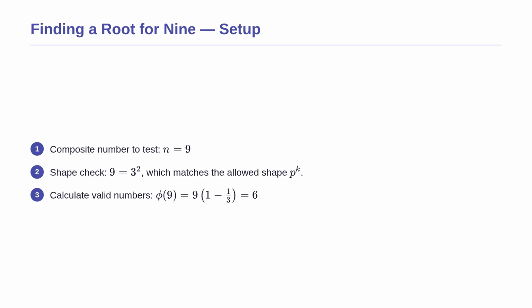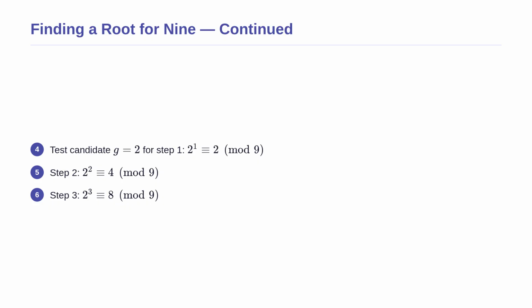Let us see this theorem in action with a concrete example. We want to find out if the composite number 9 has a primitive root. First, we check its shape. 9 is 3 squared, which perfectly matches the allowed shape of an odd prime raised to a power. Because it matches, we know a primitive root must exist. Next, we use Euler's totient function to count the valid numbers. The calculation shows there are exactly 6 valid co-prime numbers for a clock size of 9. Since there are 6 valid numbers, our primitive root must take exactly 6 steps of multiplication to reach 1.